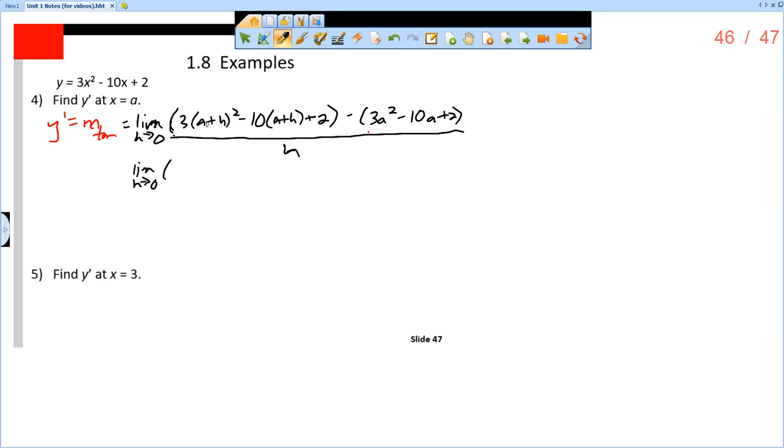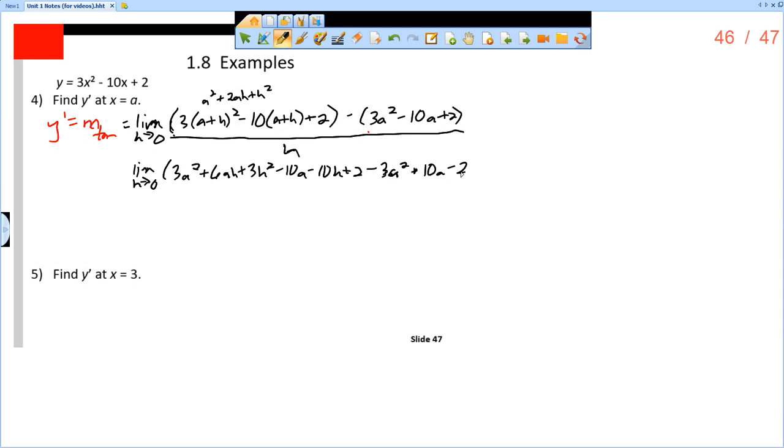We need to expand this out. Remember, a plus h squared is a plus h times a plus h, so that's going to be a squared plus 2ah plus h squared. Now I'm going to distribute the 3: 3a squared plus 6ah plus 3h squared. Then I distribute the minus 10: minus 10a minus 10h plus 2. And then I distribute the minus sign: so minus 3a squared plus 10a, and then minus 2.